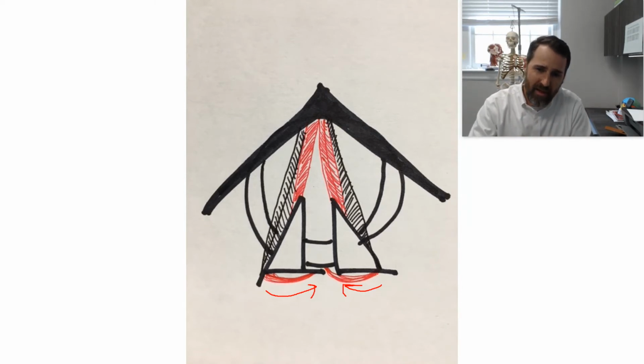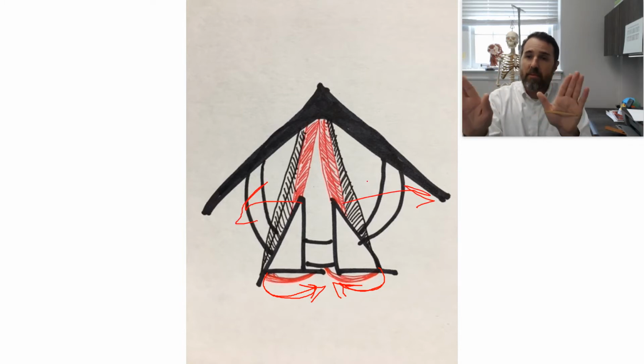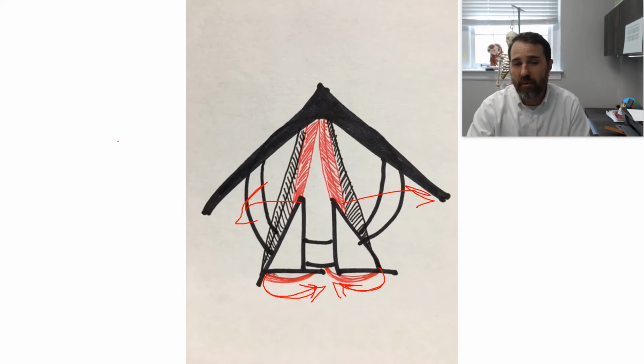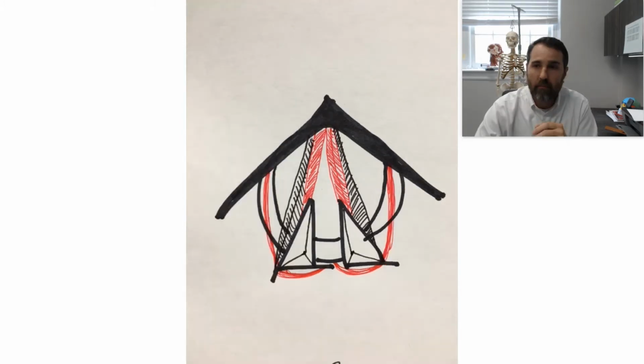So looking at this image, this part of the arytenoid is going to be pulled in like that. And if that's rotated in, then these tips are going to be rotated out. And when the tips rotate out, they're going to pull the vocal folds along with them. So posterior cricoarytenoid, the lone abductor of the vocal folds.